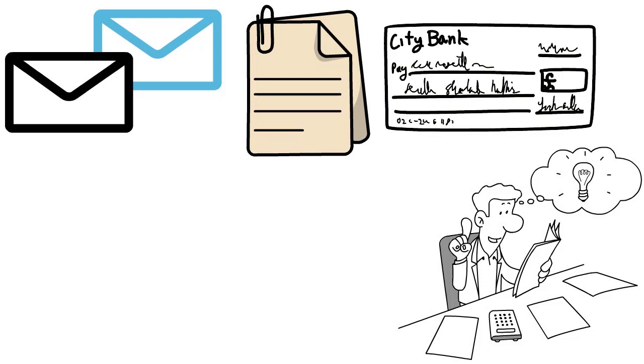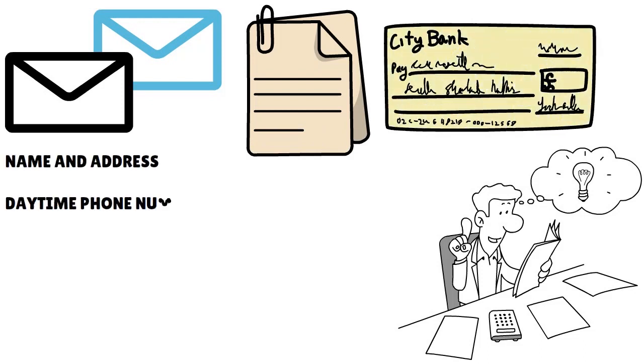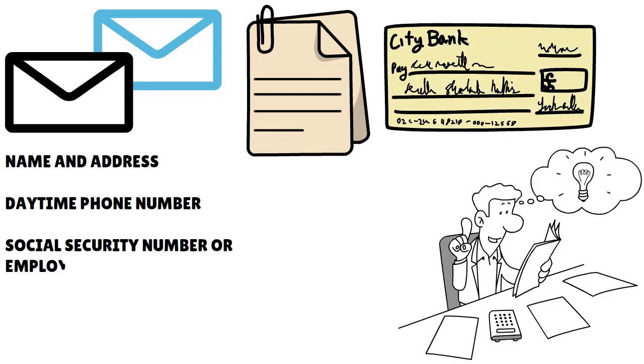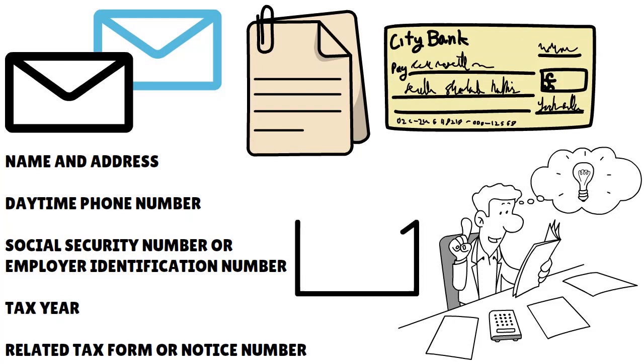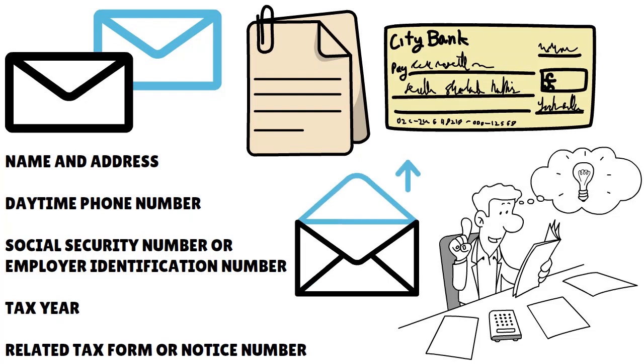Make sure your check or money order includes the following information: your name and address, date, phone number, Social Security number or employer identification number, your tax year, and the related tax form or notice number. Very important. And you want to mail your payment to the address listed on the notice or instructions. It is really important to keep that in mind.